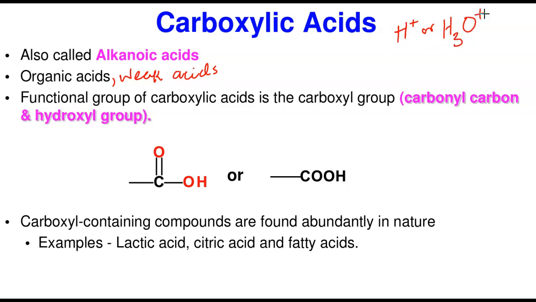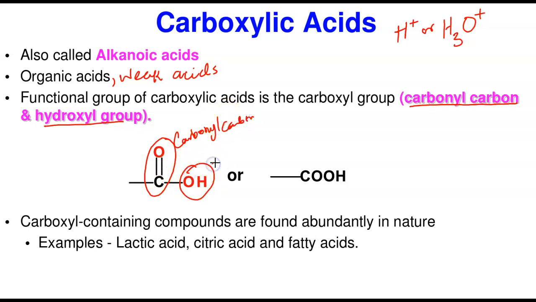Do not forget that. Now, the functional group of carboxylic acid is the carboxyl group. The carboxyl group is made up of the carbonyl carbon and the hydroxyl group. Let's look at it here. This carbon is the carbonyl carbon, and the OH group. So it's a combination of two functional groups: a carbonyl carbon, which we get from aldehydes or ketones, and the hydroxyl group, combined together to form this big carboxyl group.